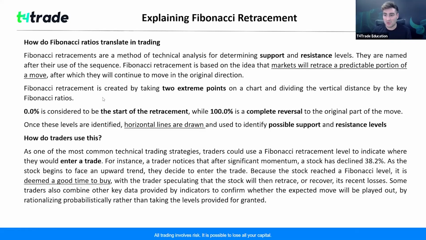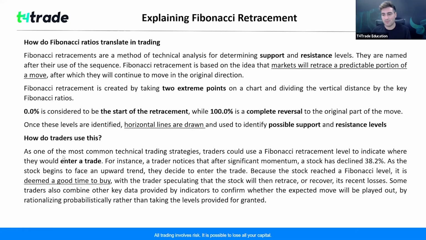The Fibonacci retracement is created by taking two extreme points, we just mentioned, on a chart and dividing the vertical distance by the key Fibonacci ratios. 0% is considered to be the start. 100% is considered to be the complete reversal to the original part of the move. Now, once these levels are identified, horizontal lines are drawn, and are used to identify possible support and resistance levels. How do traders use this?